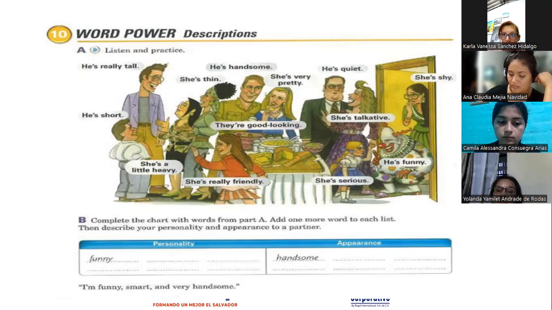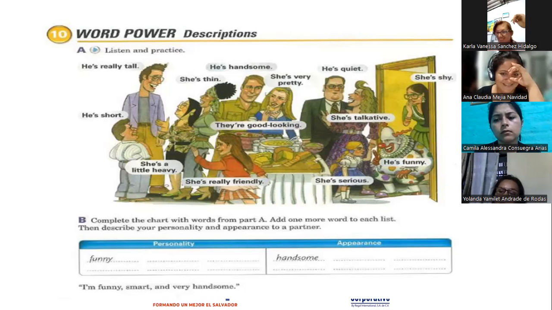Y la siguiente, she's a little heavy. Look at this one. She's a little heavy. Que significa, ella es un poco pesada. Es decir, que tiene un poco de peso, así es. Para referirnos al peso. She's really heavy.